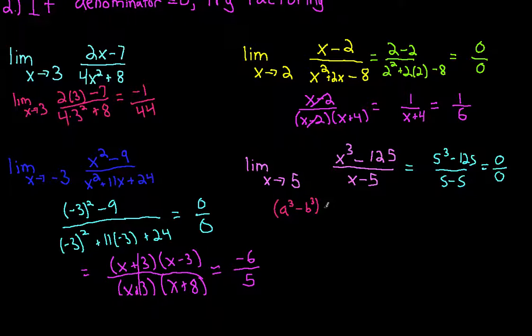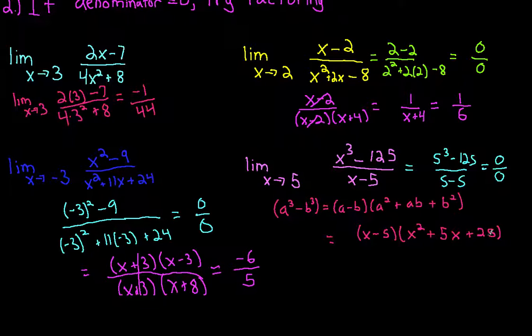The difference of cubes is equal to a minus b times a squared plus ab plus b squared. And so when I do this, I can see that my top value in this case is going to factor into x minus 5 times x squared plus 5x plus 25.